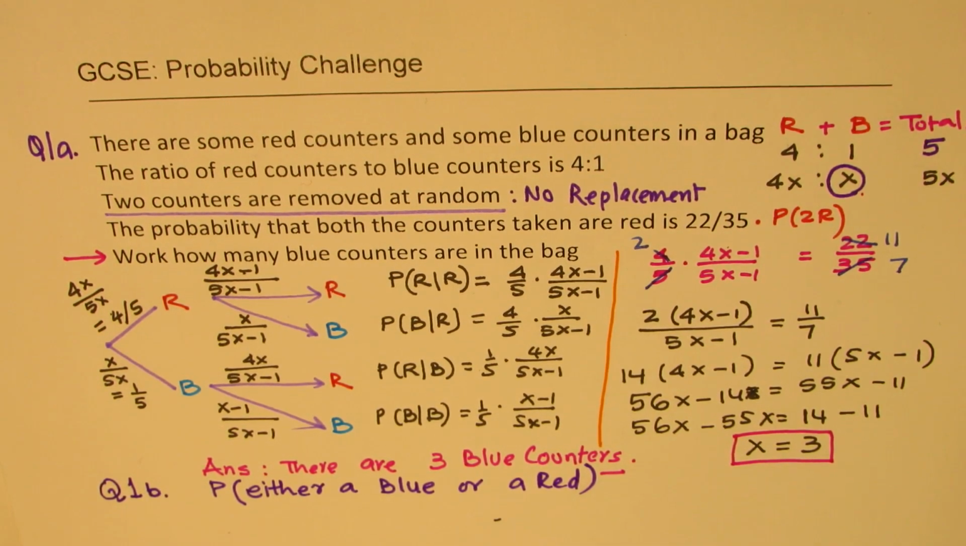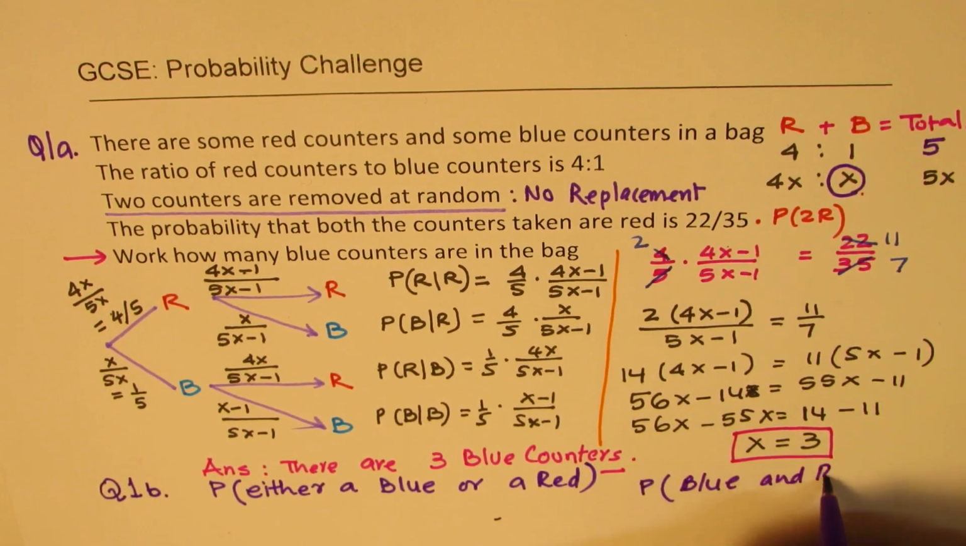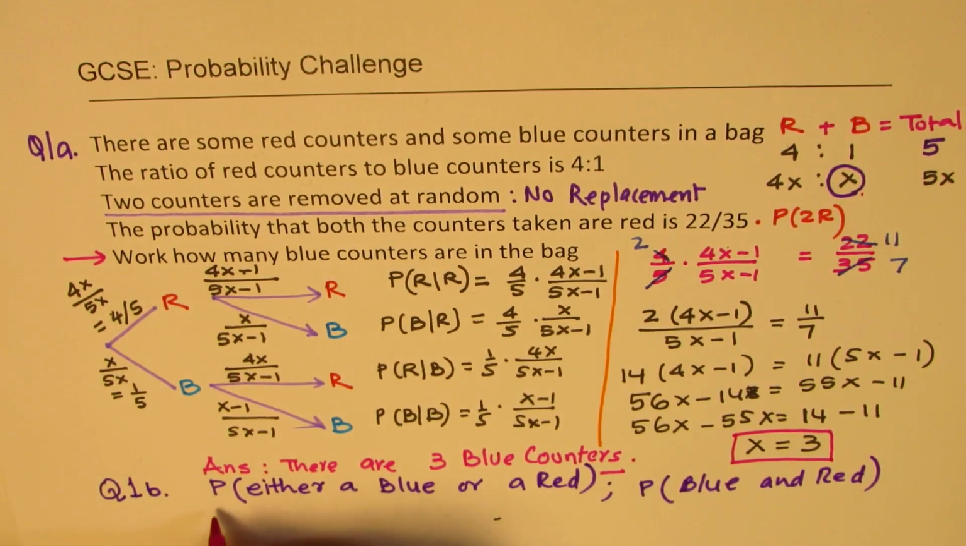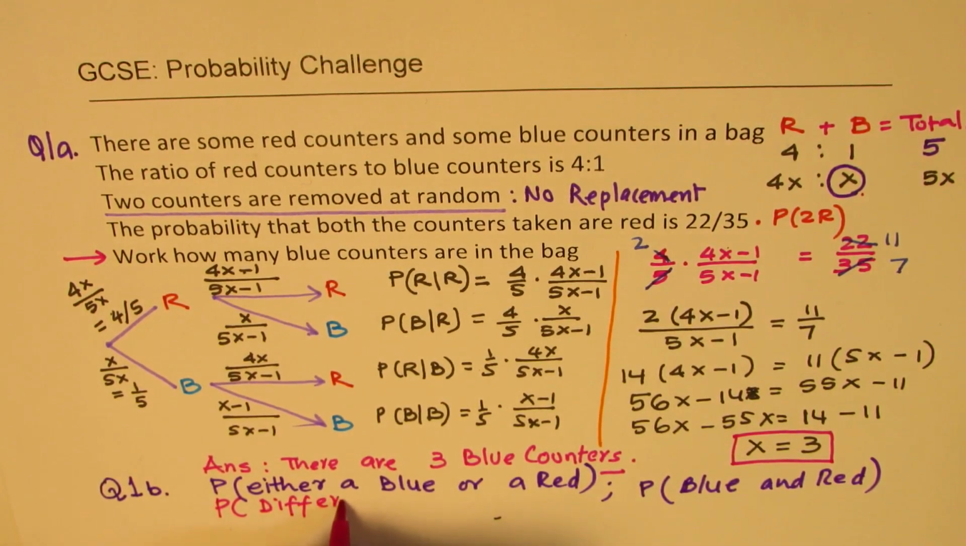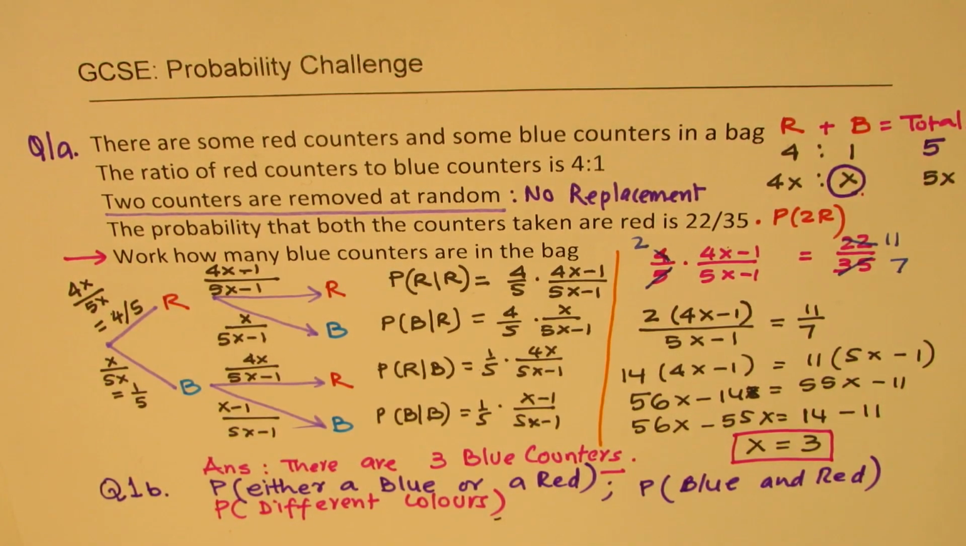So it doesn't really matter. Or you could say probability of a blue and red. So we are taking out two counters and I want blue or red, or I could also frame this as the probability that the counters are of different colors. Does that make sense to you? So probability questions could be twisted and written in so many different ways. So if I say, well, I am taking out two counters and I want the probability that they should be of different colors, that means what, right?